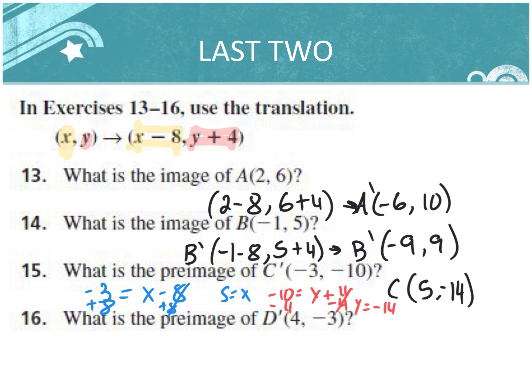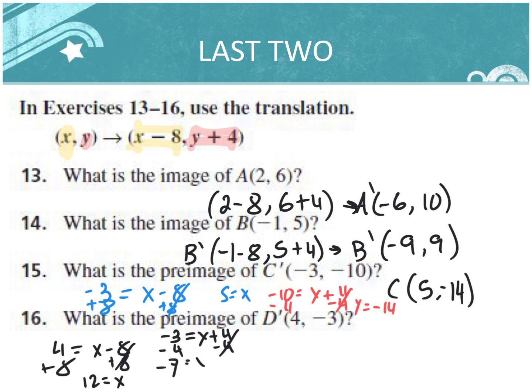Now we've got to do the exact same thing for the pre-image of D. So I'm going to go ahead and plug them in. So 4 equals x minus 8. I'm going to add the 8 on both sides. So we're going to get that x is equal to 12. We're going to do the same thing for the y. We're going to subtract the 4 on both sides. So we're going to get that -7 is equal to y. So the pre-image of D is going to be 12, -7.